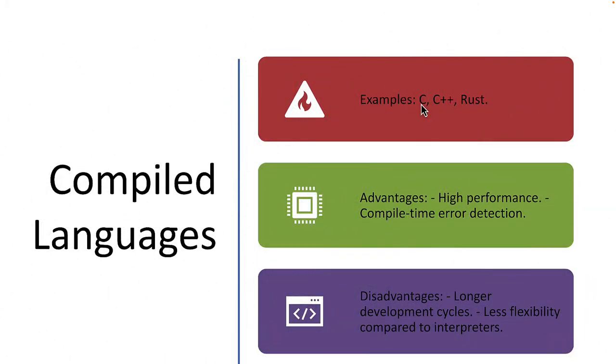And finally, our last area are compiled languages. Examples of this are C, C++, and Rust. The advantages are there's high performance, and compile time error detection is high, so you can find a lot of things that are wrong with the code. The disadvantage is it's a little bit longer development cycle, and you have less flexibility compared to interpreters.